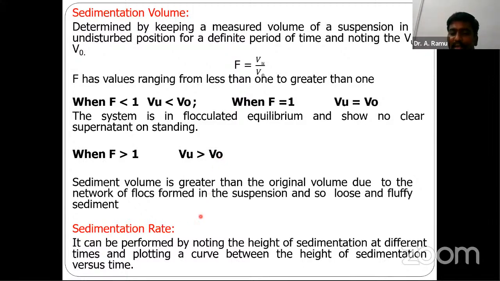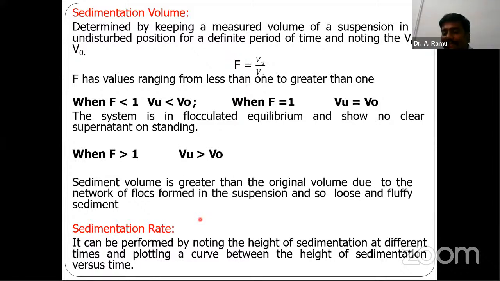Next one is sedimentation rate. This can be performed by noting the height of the sediment at different time intervals and plotting a curve between time versus height of sediment. In the previous case, we determined the sedimentation volume with respect to aging, that is for 24, 48 or 72 hours. But in the case of sedimentation rate, the sediment height has to be noted at different time intervals: half an hour, 1 hour, 1.5 hours, 2, 4, 6, 8 and 12 hours. And we have to plot a graph between time versus height of sedimentation.